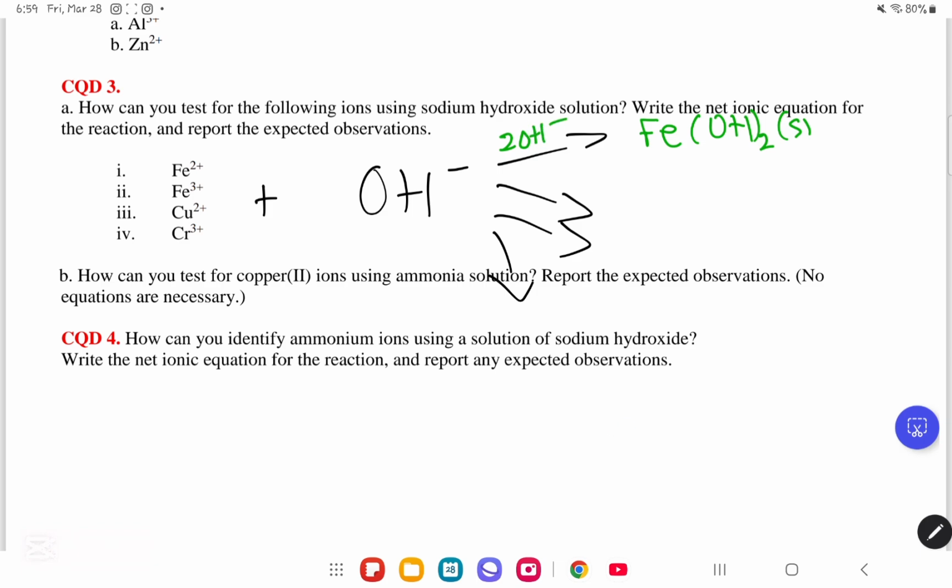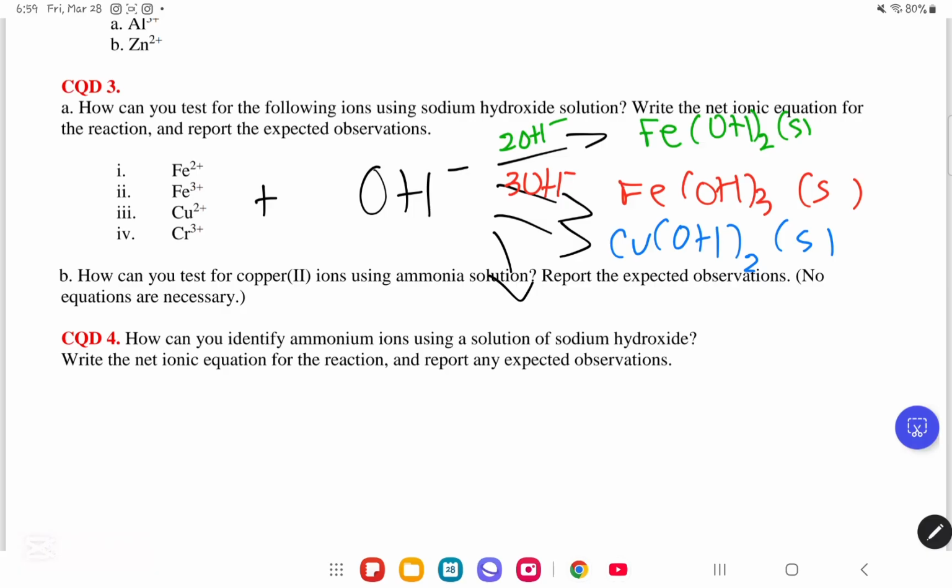When we are reacting with Fe3+, Fe3+ will react with OH- to produce Fe(OH)3, which is a precipitate, but it's a red-brown precipitate. To balance it, you're going to put 3OH-. For the Cu2+, when it reacts with OH-, it's going to produce the precipitate Cu(OH)2. It is a solid and it is a pale blue precipitate. To balance it, you're going to put 2OH-.